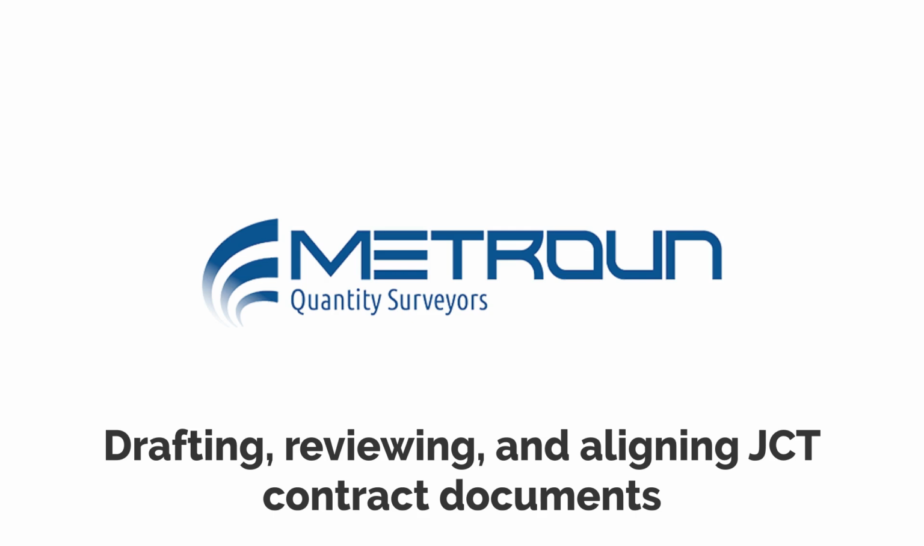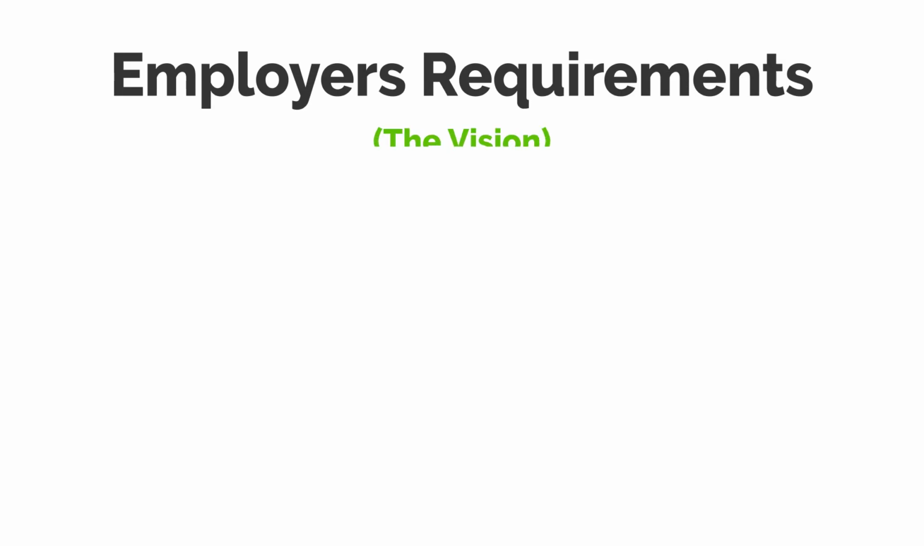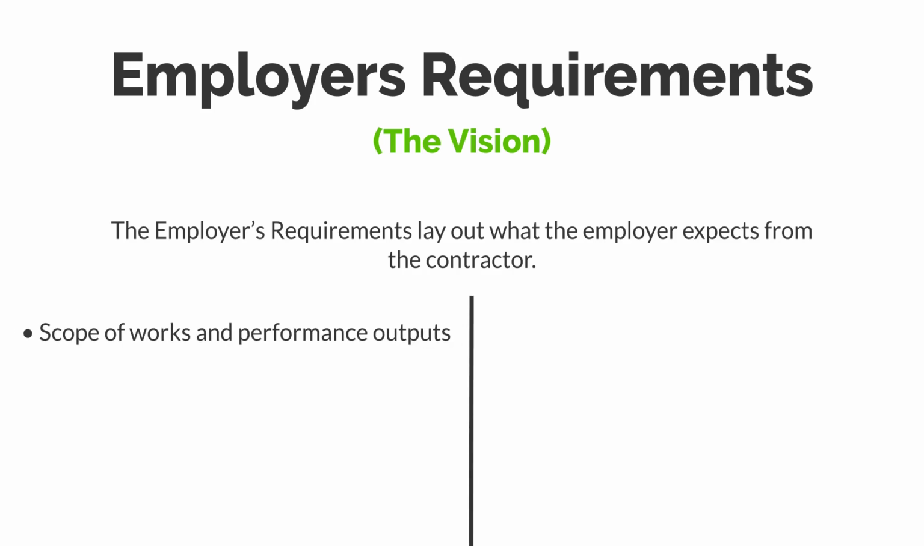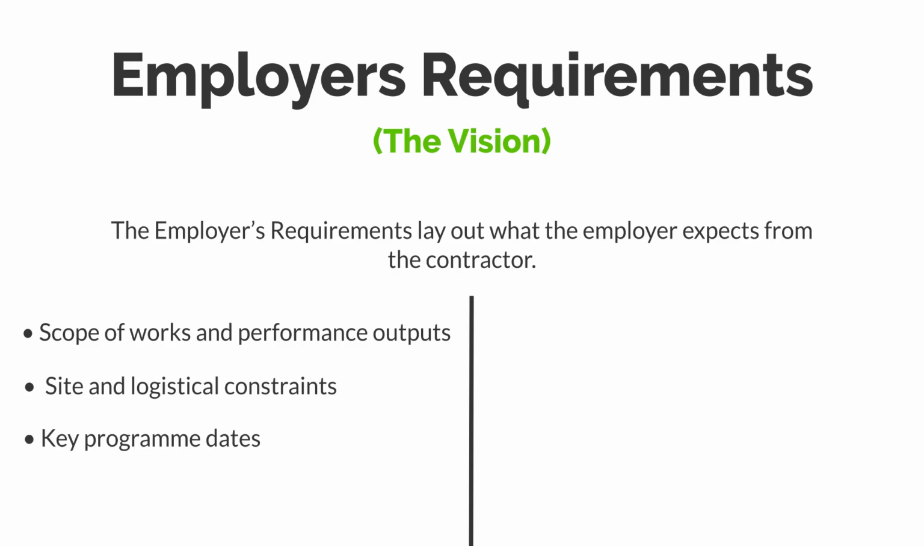Okay, on with the first one, the employer's requirements, or the vision. The employer's requirements lay out what the employer expects from the contractor. Think of this document as the client's brief. It defines the scope, performance criteria, design intent, and project constraints. Key elements for strong ERs include scope of works and performance outputs, site and logistical constraints, key program dates, and quality standards and regulations to be met.